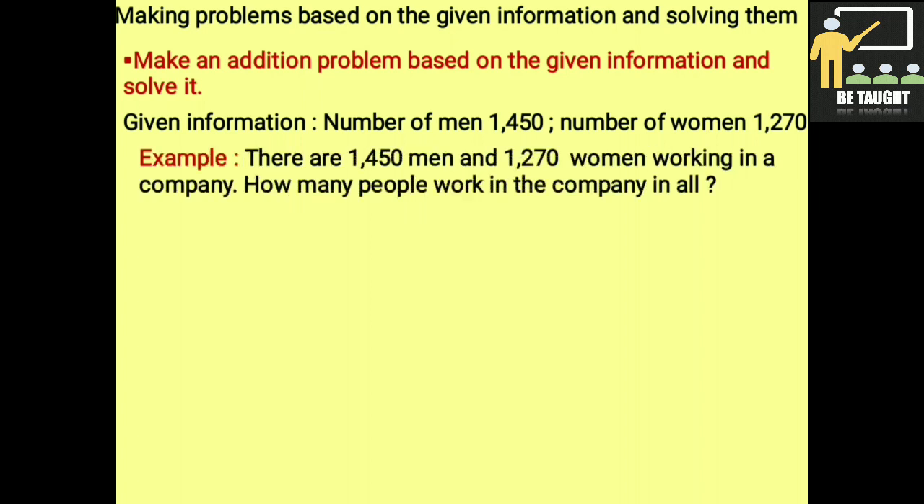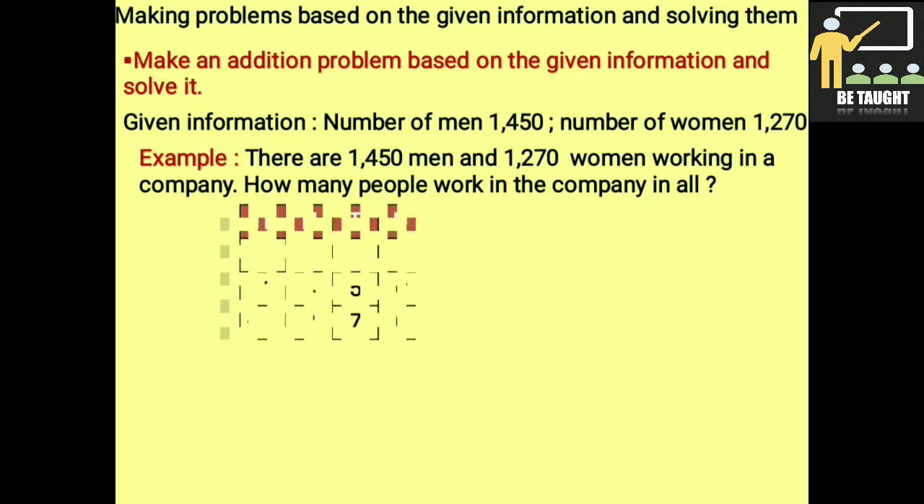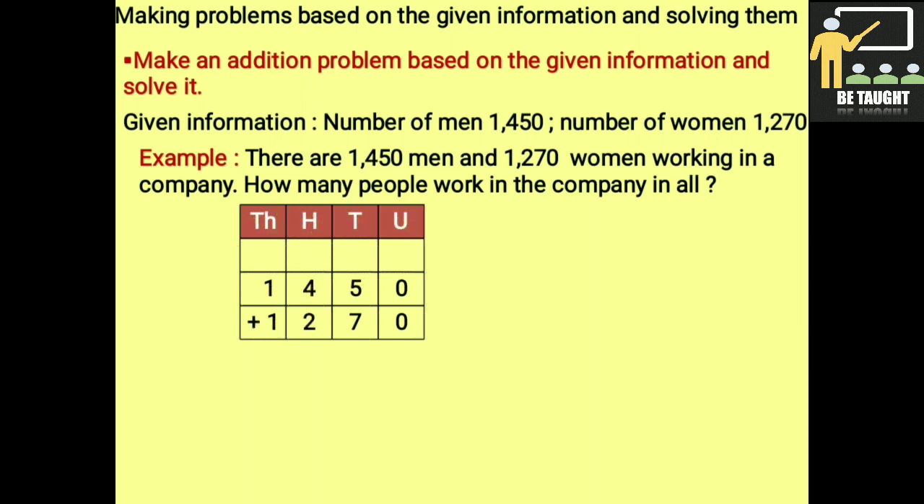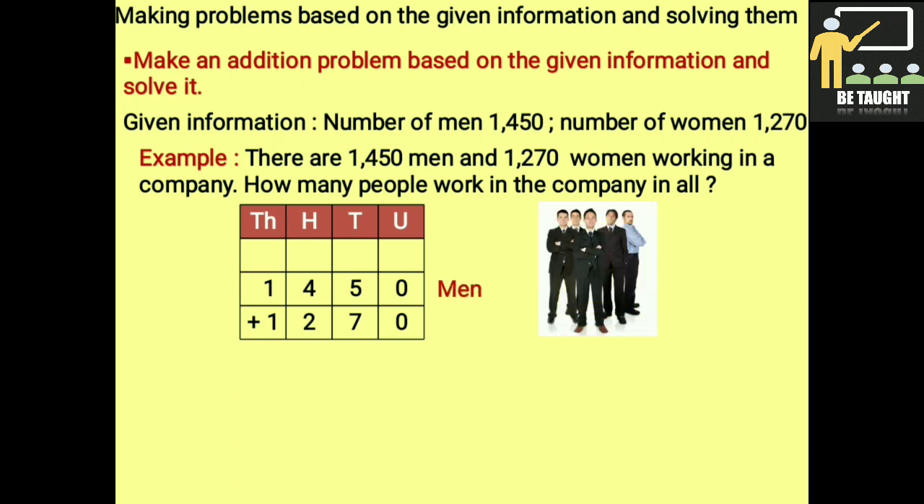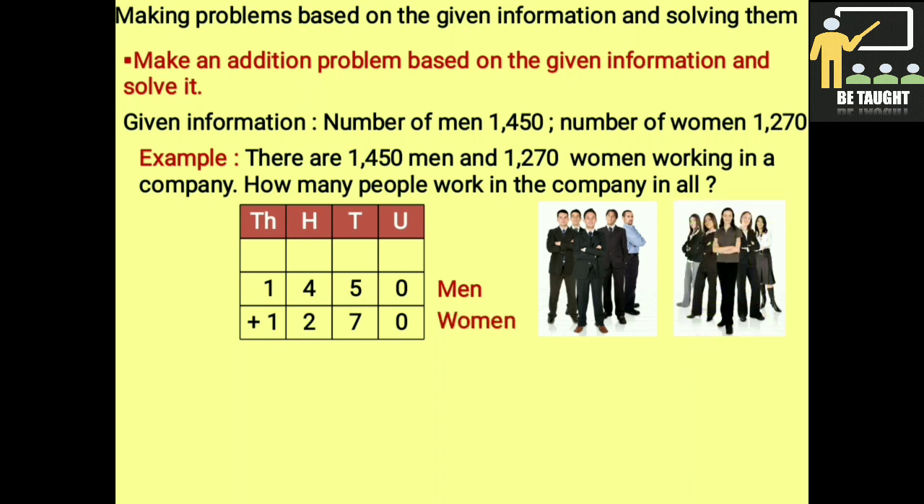So let us see the example. There are 1,450 men and 1,270 women working in a company. How many people work in the company in all? So again we arrange it in the vertical arrangement and we write the statements, that is 1,450 men and plus 1,270 women. We add it from the units place, we start adding it.